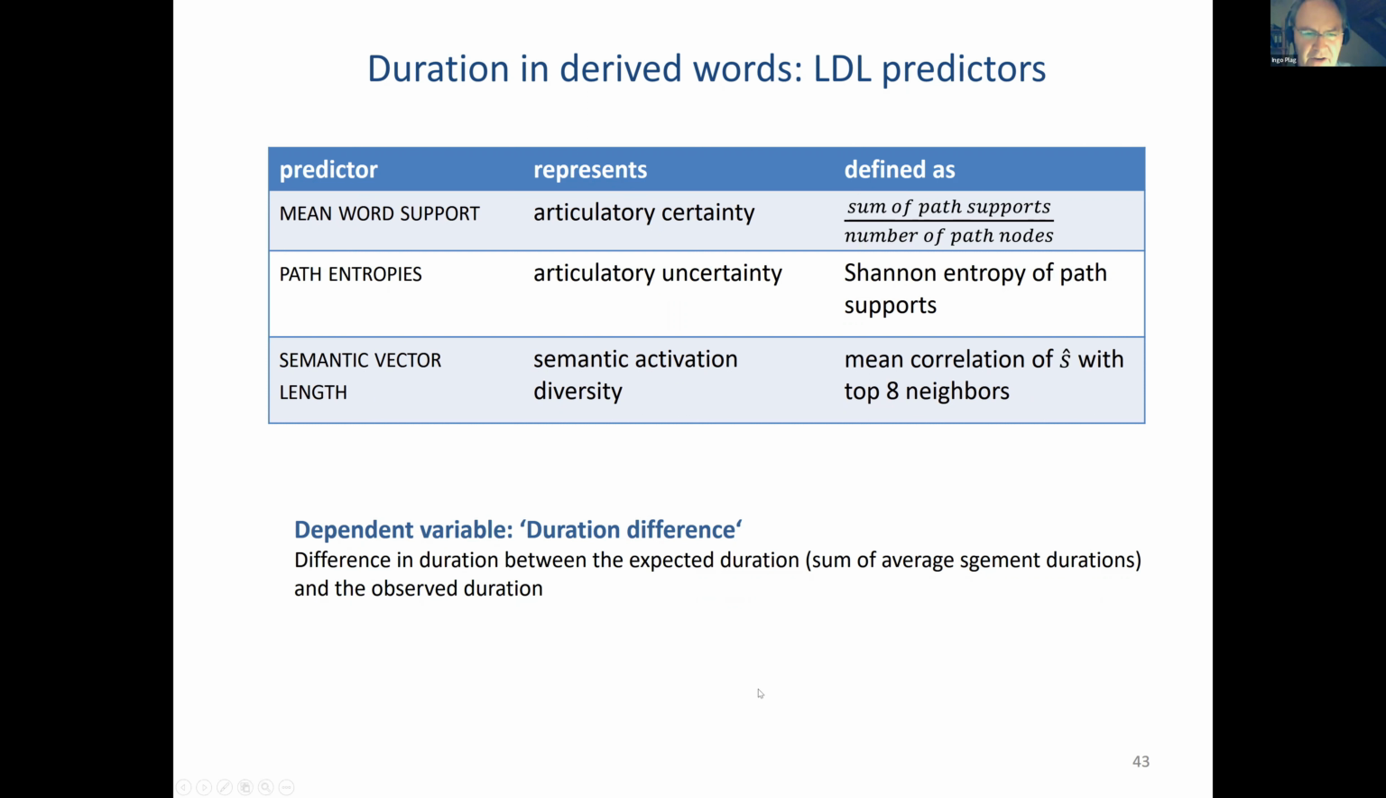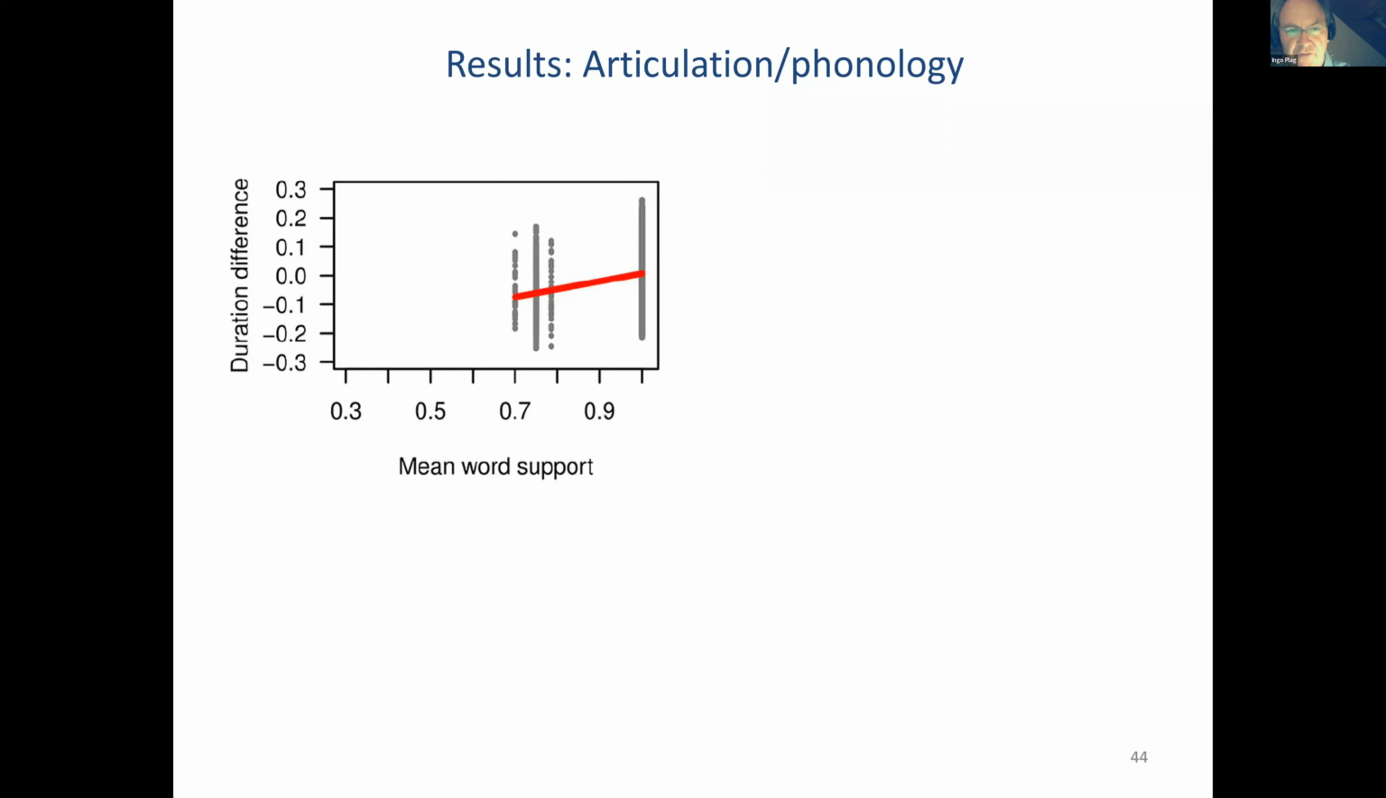And the dependent variable was the duration difference, that is the difference in duration between the expected duration and the observed duration. And the results are straightforward once you have understood them. We see an effect of mean word support. So the more the semantics support the articulatory path, the longer the duration of the word becomes.